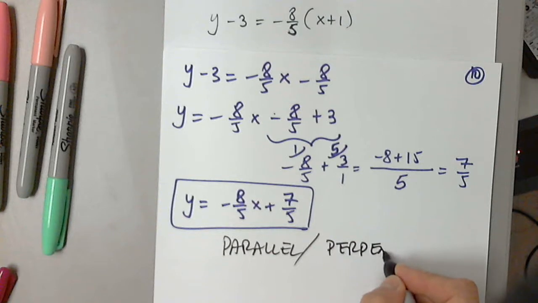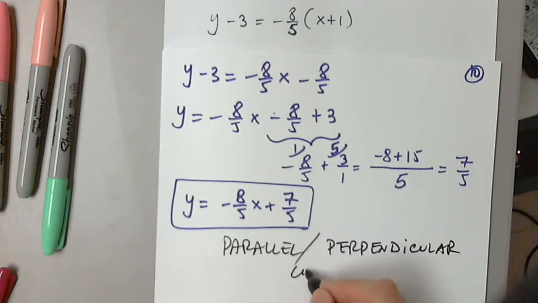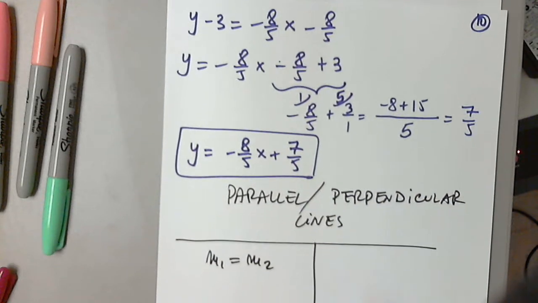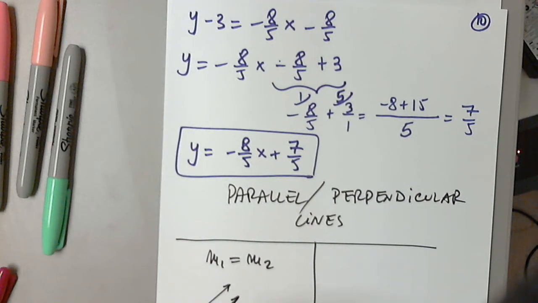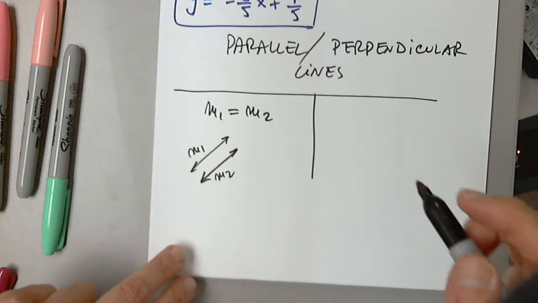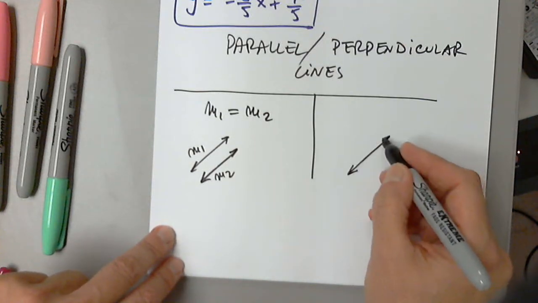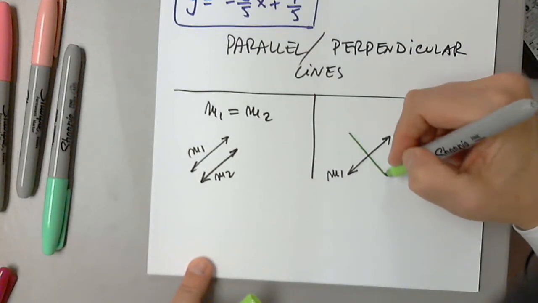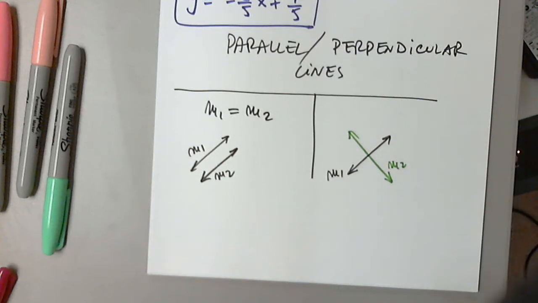Okay, parallel and perpendicular lines. For parallel lines, M1 must equal M2. So two lines are parallel if the slope of the first is identical with the slope of the second line. For perpendicular lines, this is the line with slope M1, and this is the line with slope M2. The relationship between the two slopes is not the same.